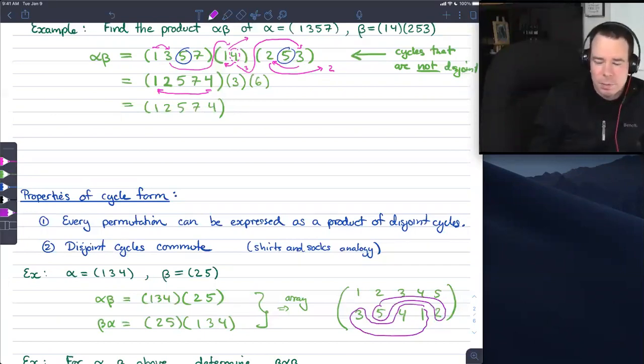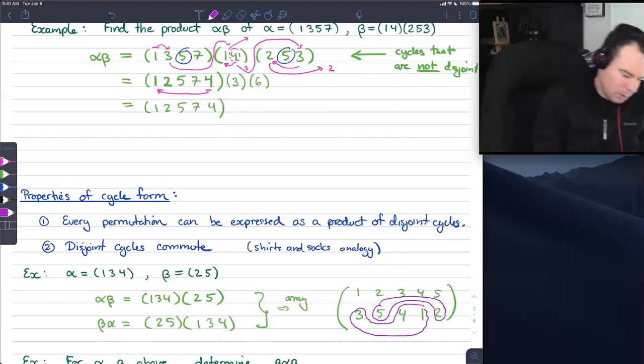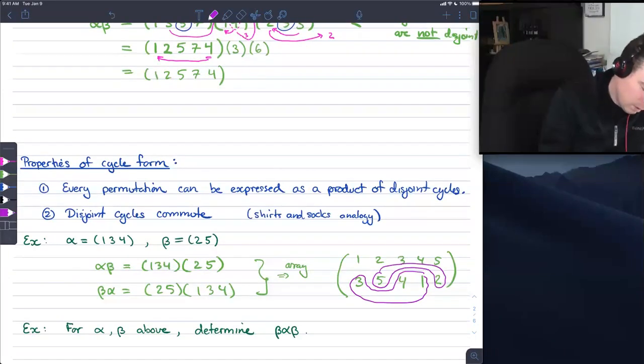That's why the cycle form's a benefit: it gives us structural information. It tells us which numbers are getting permuted amongst themselves. And notice it doesn't matter whether I wrote the 1, 3, 4 cycle before the 2, 5 cycle or after it, because it's just saying that the 1, 3, 4 are getting mixed up in that way and the 2, 5 is getting mixed up in another way. So they commute.